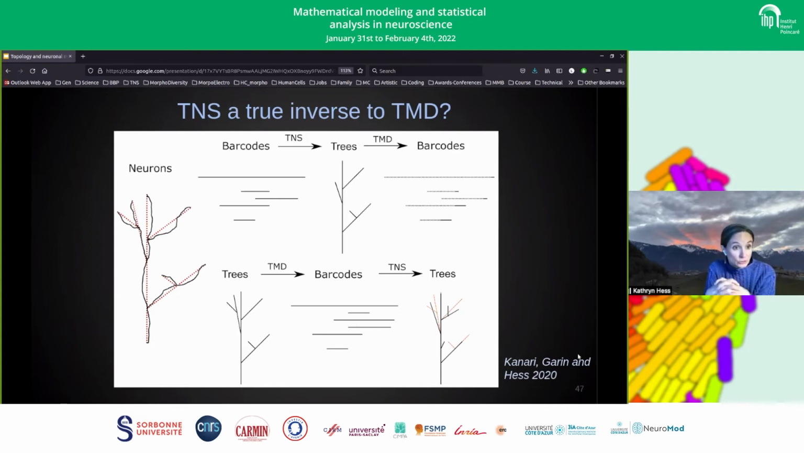On the other hand, you could start with a tree, a neuron, a dendrite, look at its associated barcode, and then apply the topological neuron synthesis and get a new tree. And you can say, okay, how different is the tree that I obtained in this manner from the one that I started with? And so what we did in work with Adélie Guérin, who is one of my PhD students, is to apply techniques from, well, not only topology, but also a bit of statistics and probability to be able to answer these questions. To what extent is topological neuron synthesis some kind of inverse to the topological morphology descriptor?